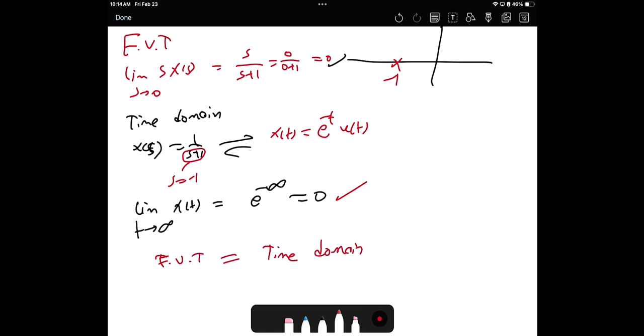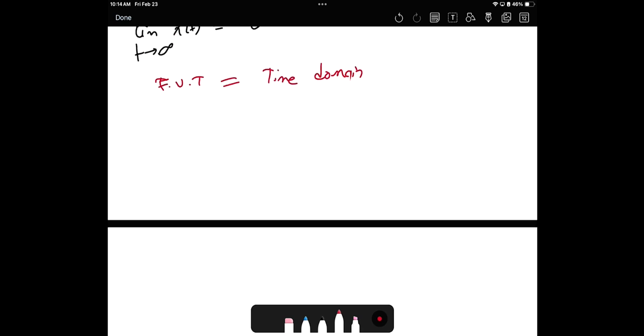You don't need to make this comparison between the time domain and the final value theorem every time. Here I'm just demonstrating that the final value theorem works well without any problems. Okay? One more example.